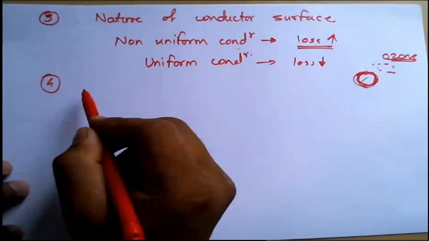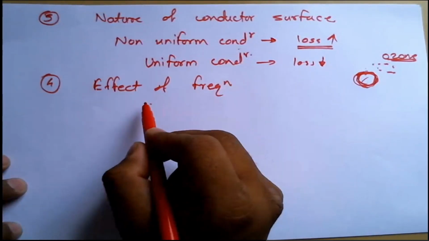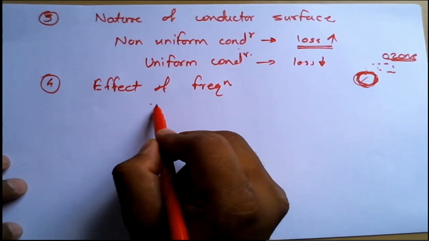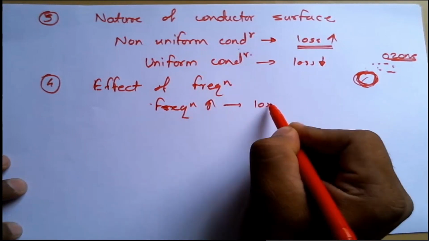The fourth factor is effect of frequency. So as you know, the corona loss is directly proportional to the frequency. As the frequency increases, the loss due to corona increases.